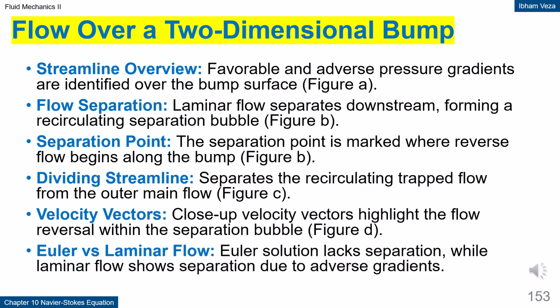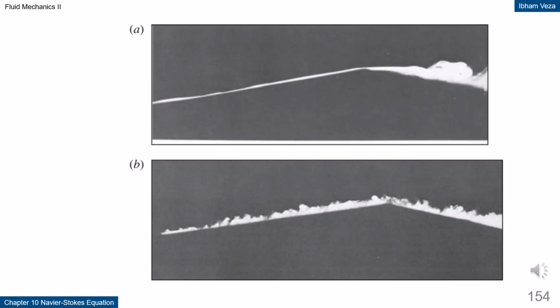Flow over a two-dimensional bump shows regions of favorable and adverse pressure gradients. Downstream, the laminar flow can separate and form a recirculating separation bubble. The separation point is identified by the appearance of reverse flow near the wall. The dividing streamline separates the main flow from the trapped recirculating flow. A comparison with the Euler solution shows that without viscosity, separation cannot be predicted.